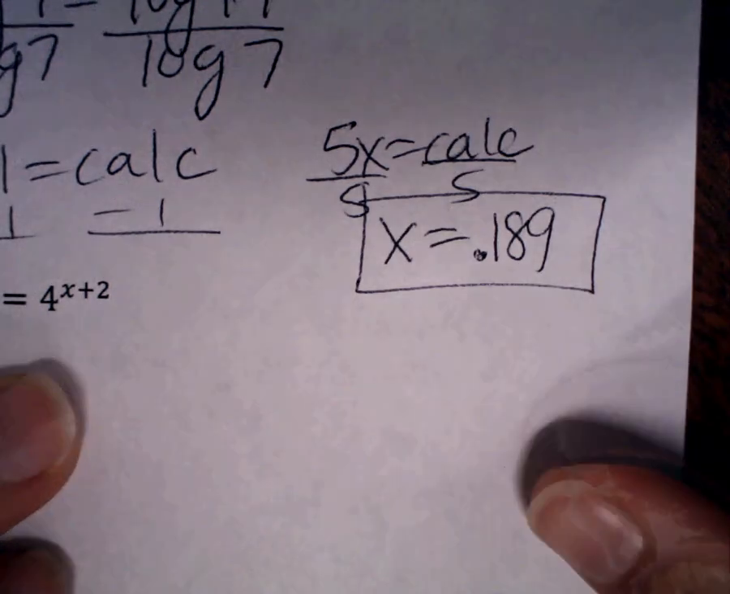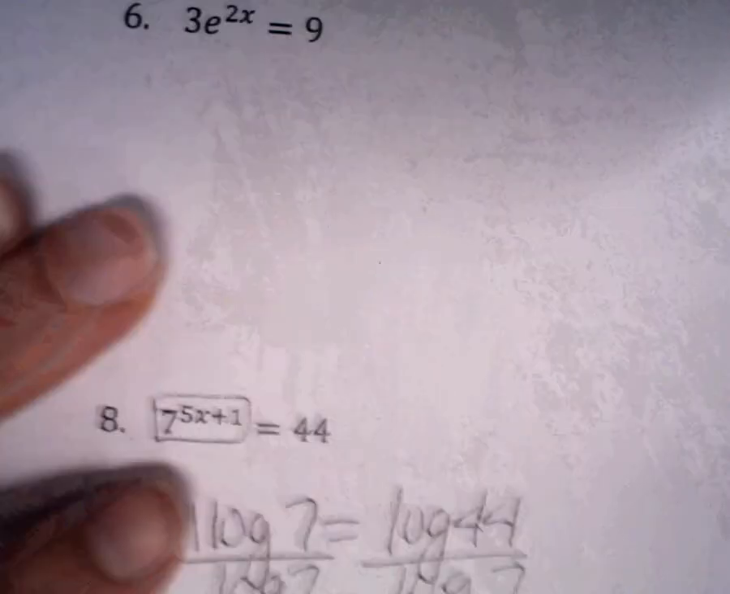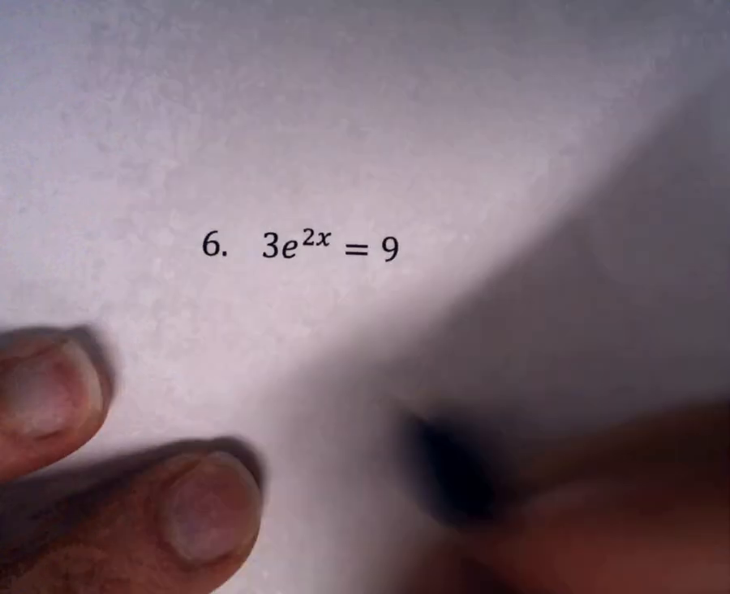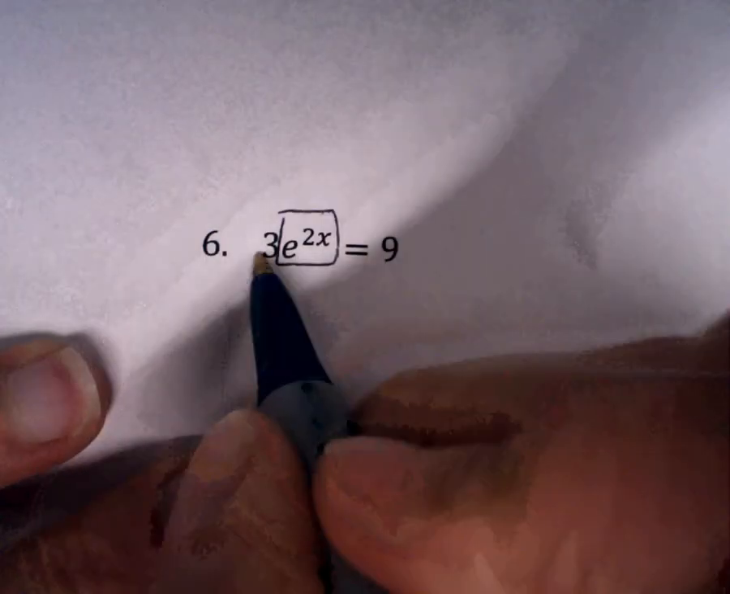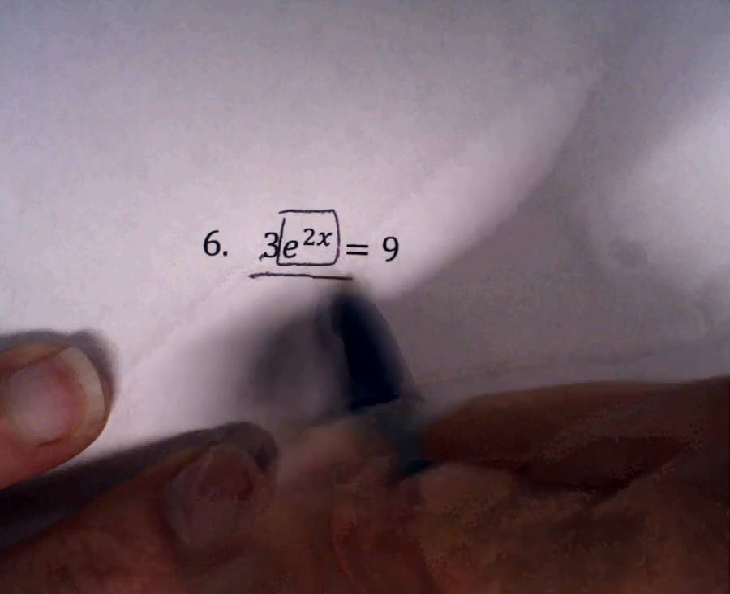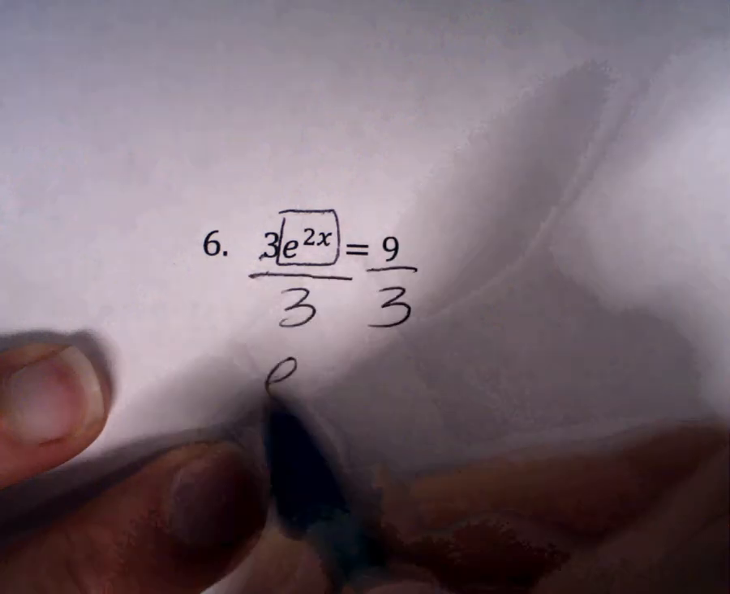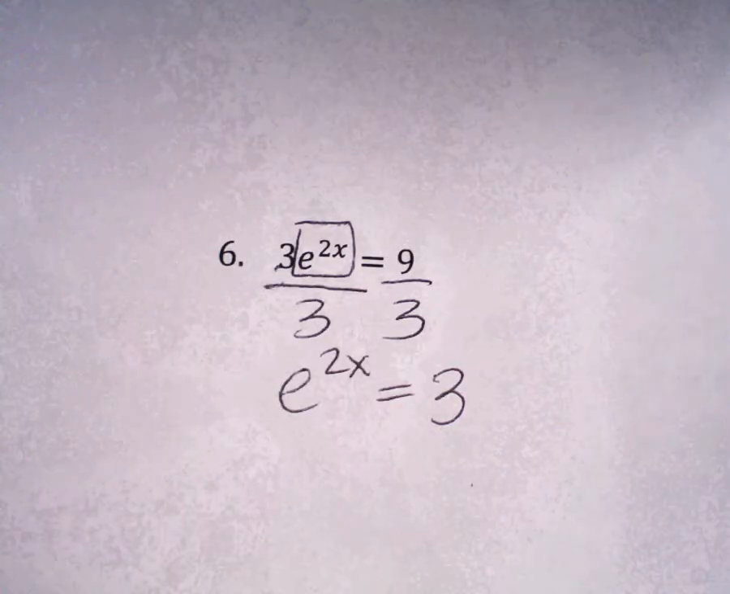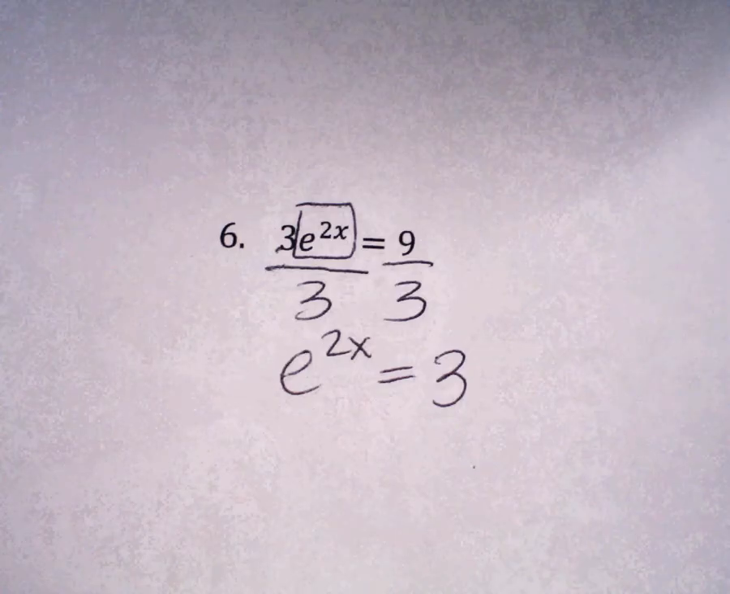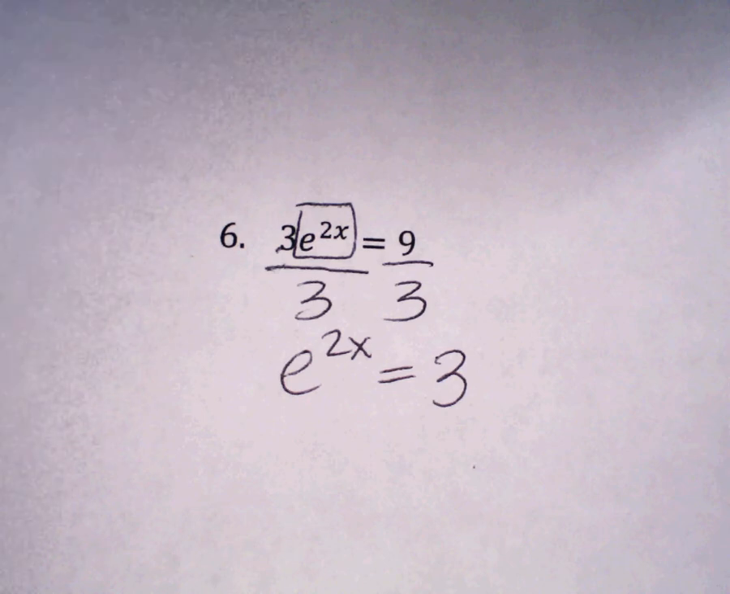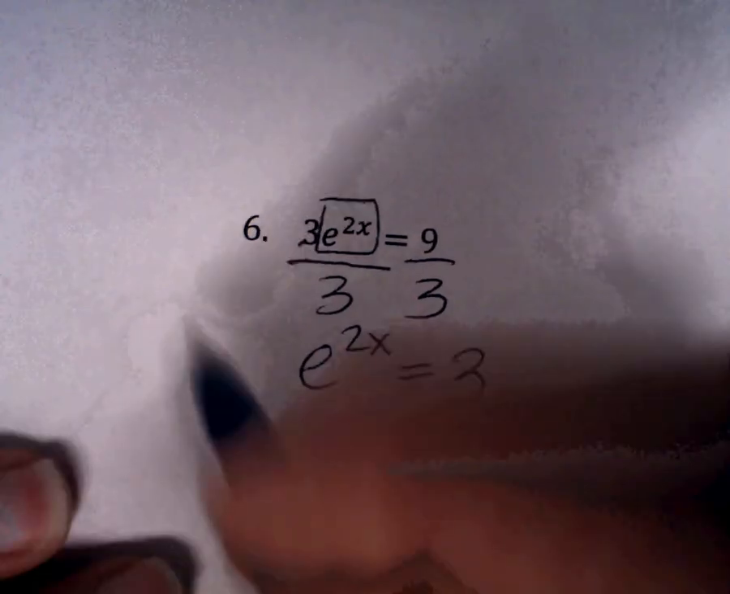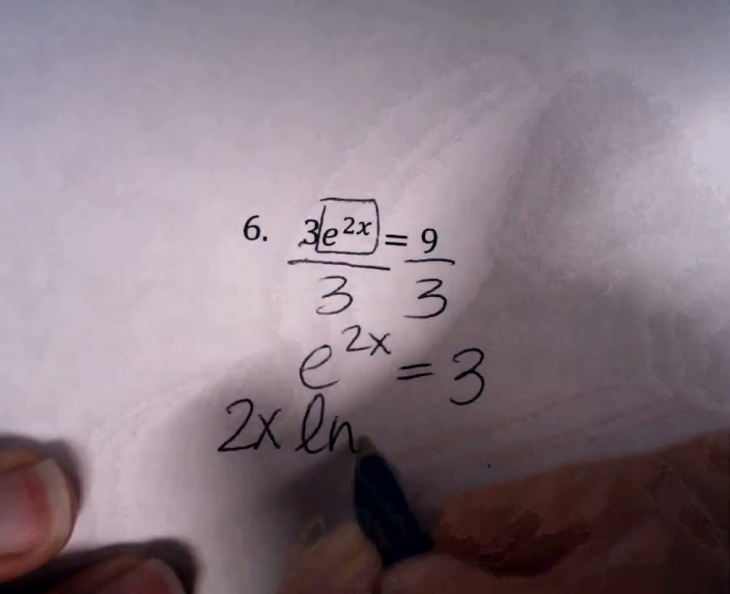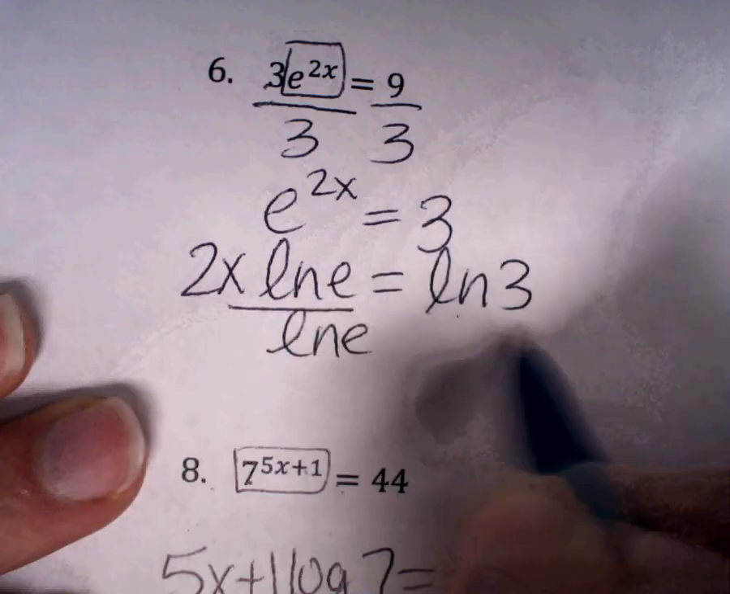Now, number 6 is exponential, but it's a little different because if I box in my base and my exponent, that 3 is not a part of the base. So I have to divide it to get it isolated. You always isolate it, then you can log both sides. Or in this case, you're not going to log, you're going to ln because logs go with the other type, ln's go with e's. So when I do 2x ln e equals ln 3, I'm going to divide by ln e just like the last problem.